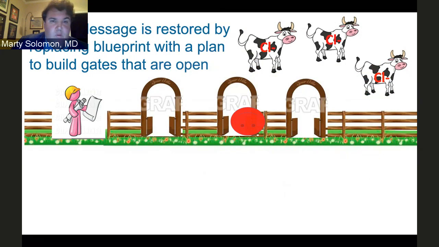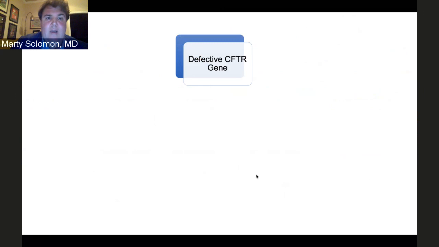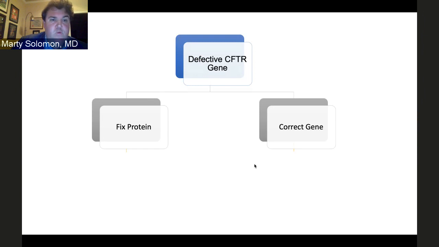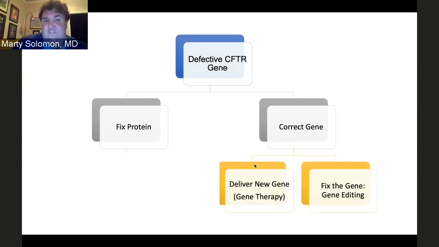However, we can replace or edit this fence, so we can replace it with a working fence to start with, or we can replace it and maybe work on the function of the gate itself, but by new drugs. And either of those are viable circumstances, which I'll walk through in thinking about the defective CFTR gene. So this will walk us through different scenarios of how to fix defective CFTR genes in the future.